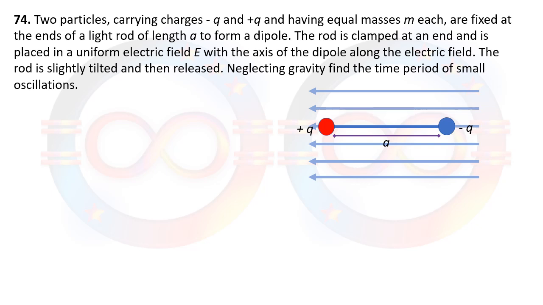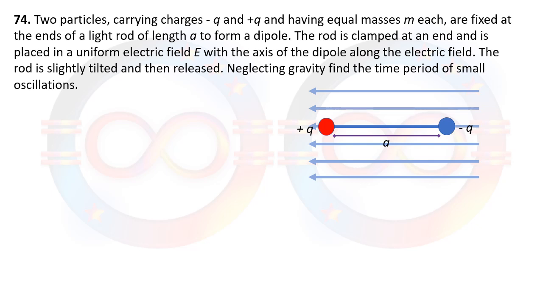Now the question is, the rod is slightly tilted. Slightly tilted means what? If it is kept in the present direction, you can see in the diagram, there will not be any torque experienced by the dipole, or net force also will be 0, because equal and opposite forces will be acting at the same point of action.